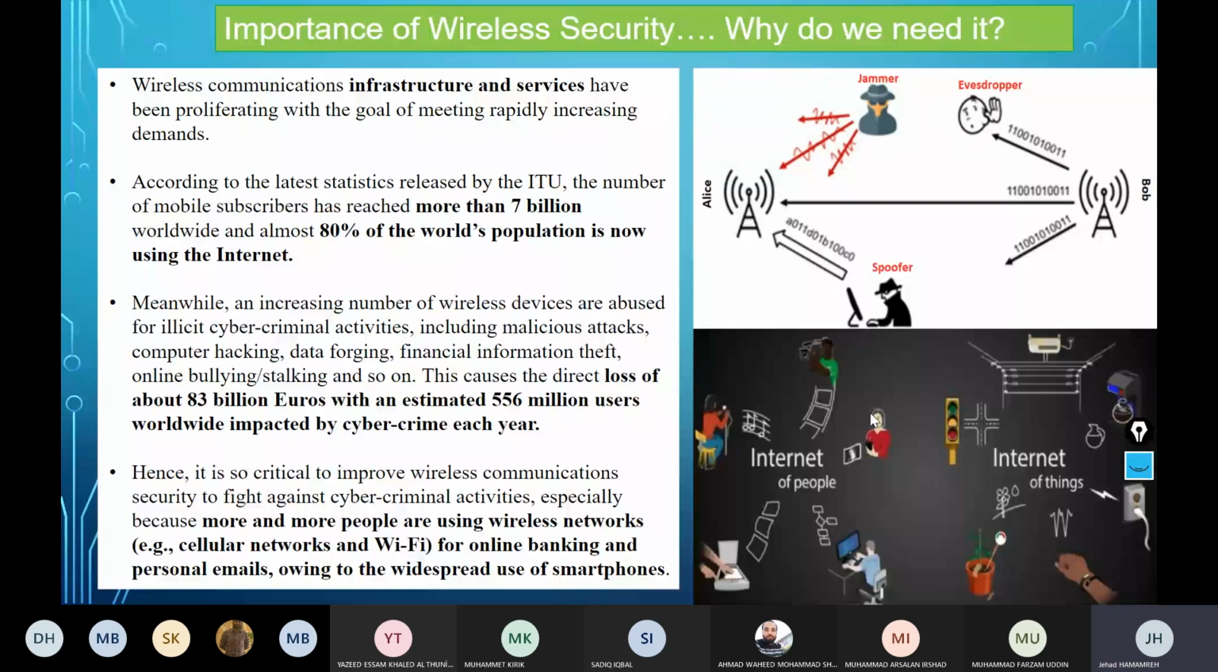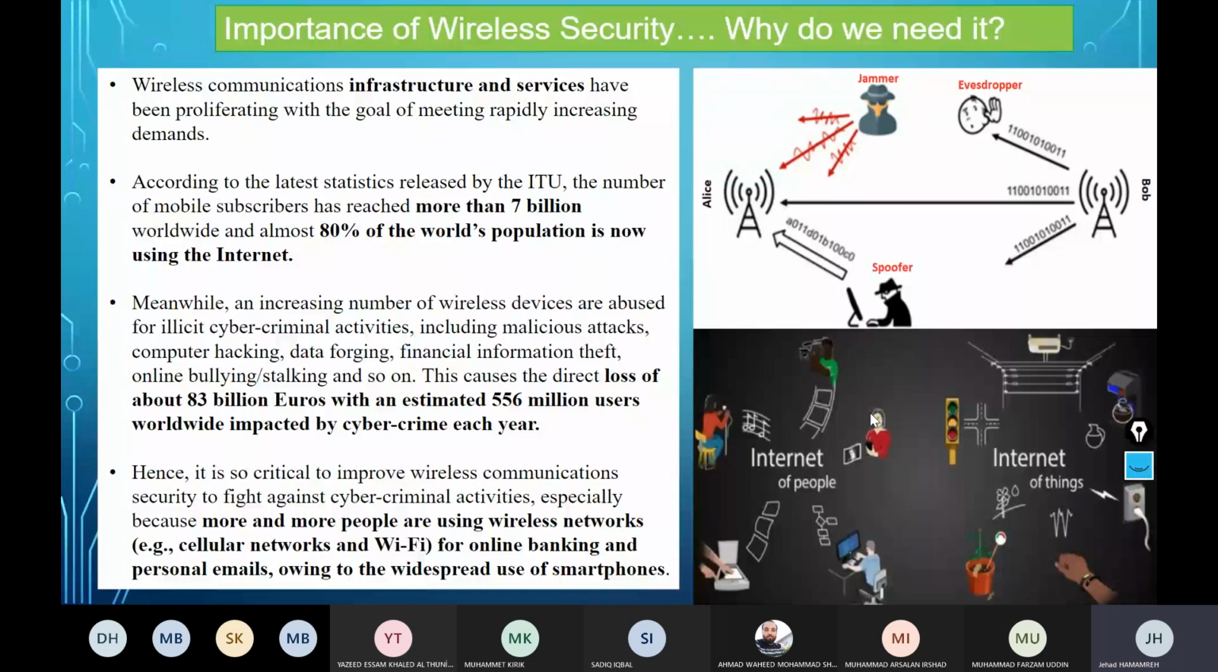And nowadays, securing wireless is important, because almost 80% of the world population is now using the internet. More than 7 billion people, according to the ITU statistics. Unbelievable. Each and every human being on earth is expected in the coming years to be using the internet. So this tells us that this is going to be epic. Everybody should pay attention to this field.